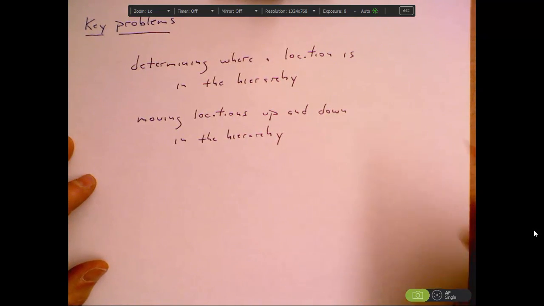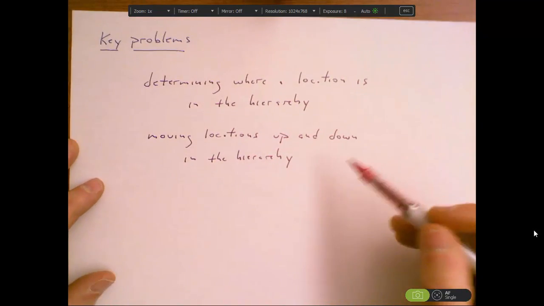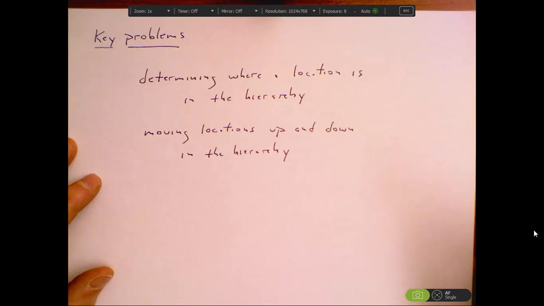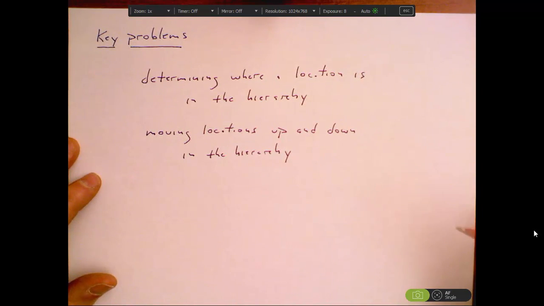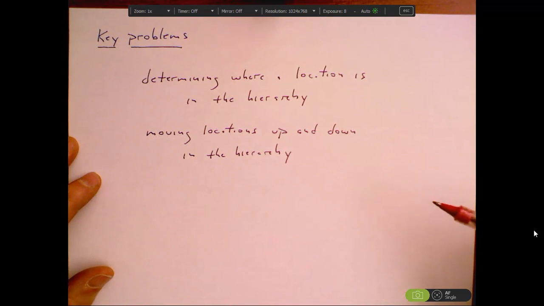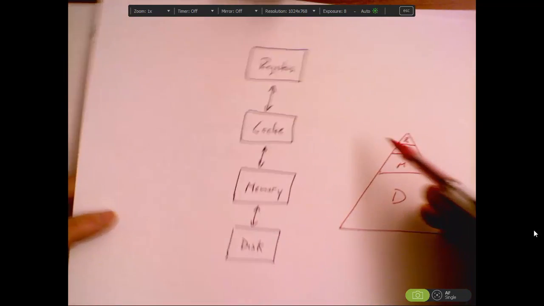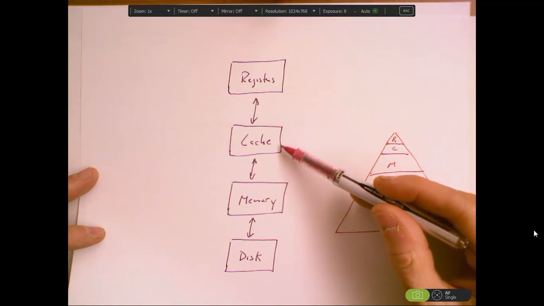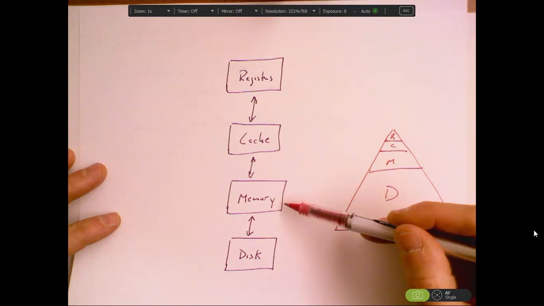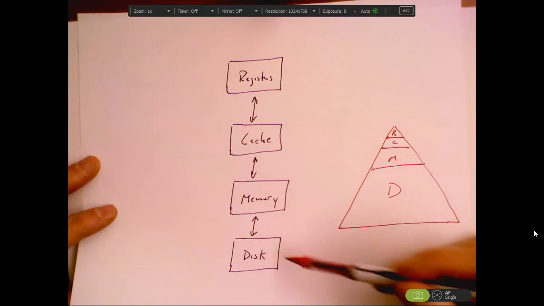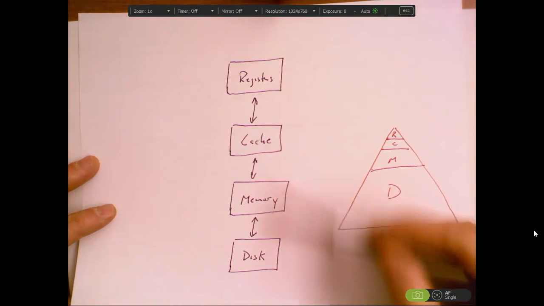The second key problem is you have to make decisions about when to move locations up and down in the hierarchy. Again, I said early on, the general strategy is you want to keep things that are being frequently used up high, right? So if something's being frequently used, you want it in the cache. But if something is very infrequently used, we might as well put it back on disk because we're not using it anyways. Okay, so we have to make those decisions though. We have to move things around.